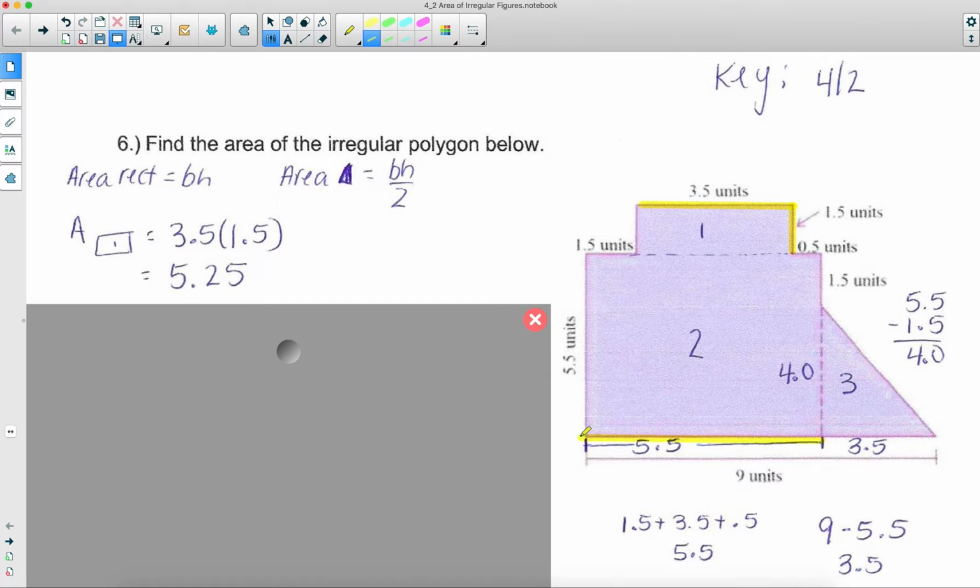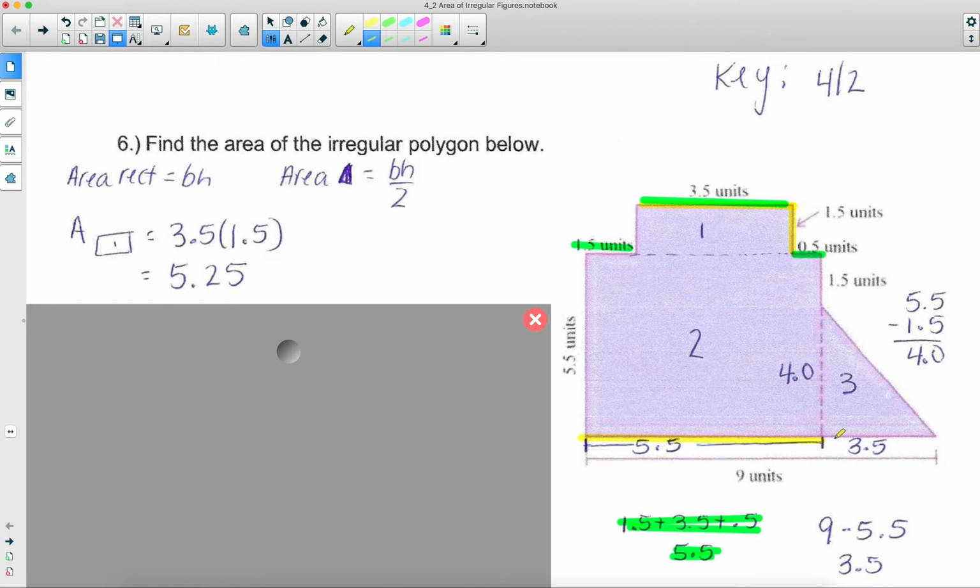Then over here for the second shape, it has a base of 5.5. And I got that by saying, well, this entire side is 9 units, okay? And I know if this is a horizontal length, I look up here and I see that this piece is 1.5, this is 3.5, and this is 0.5. If I add all 3 of those values together, I get 5.5. So that means that this piece is 5.5. The whole thing is 9, so 9 minus 5.5 is 3.5.